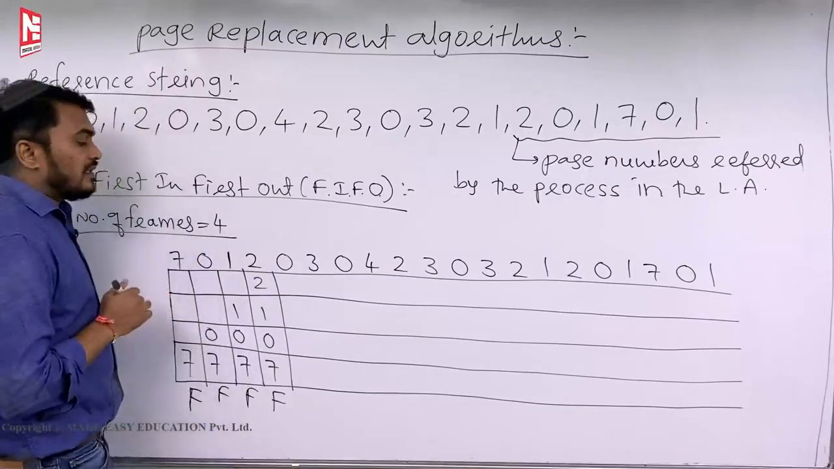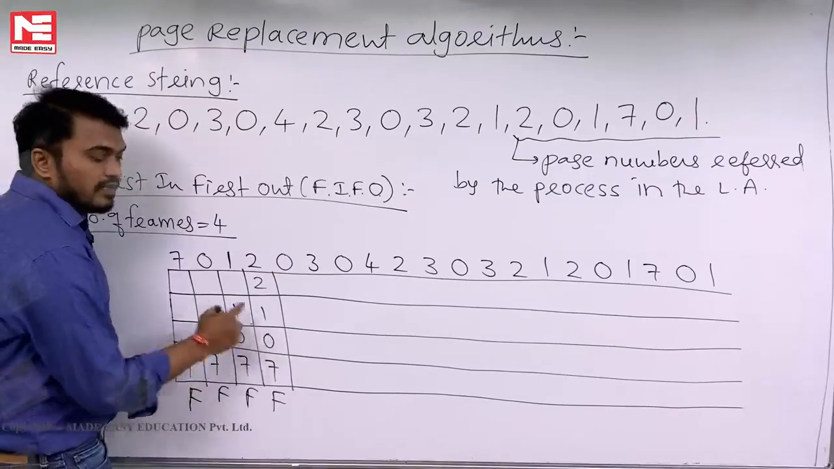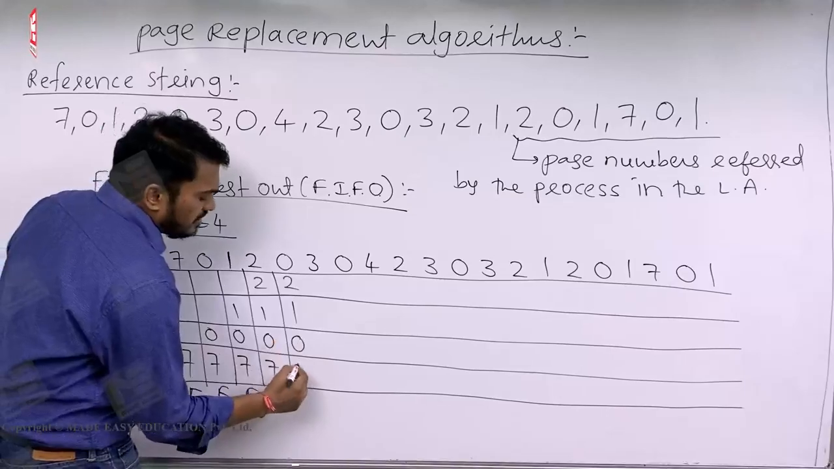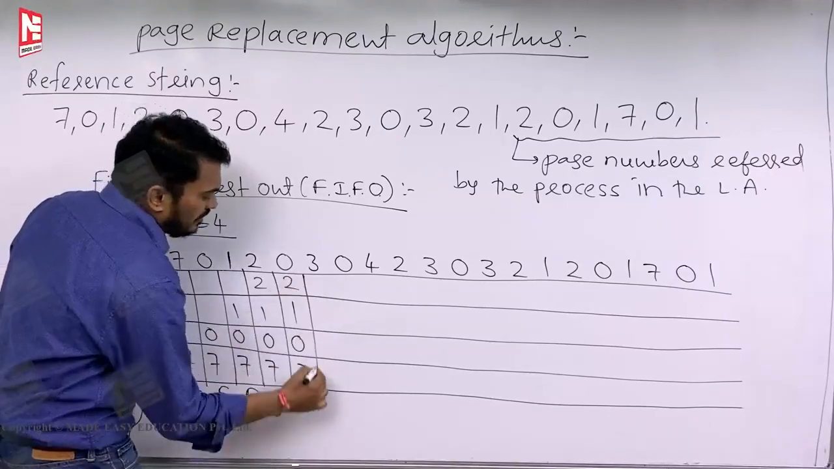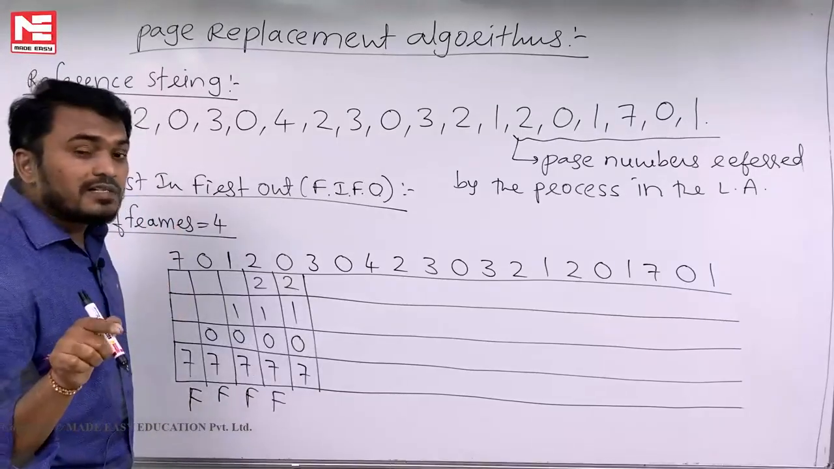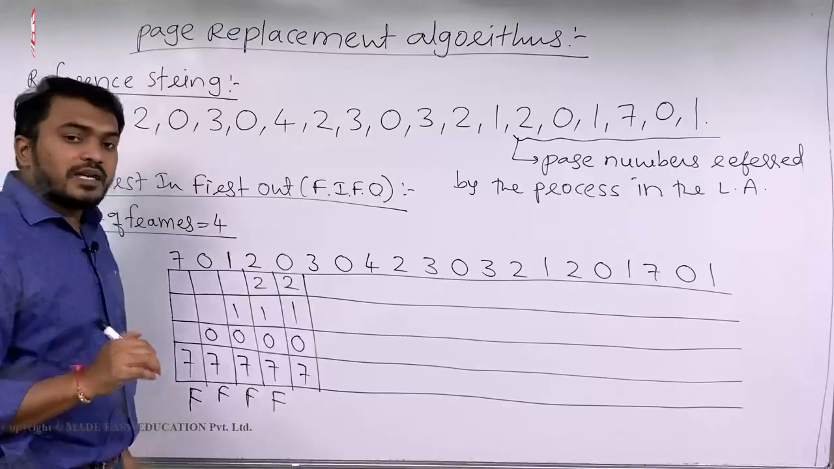And next is what here? 0. Now tell me, think and tell me. 0 is available or not available? Yes, available. 0 is available. So if 0 is available, then just copy as it is. Don't write F, because that is not a fault. That is called a page hit. That is there in the memory already, right? So that is called a page hit.